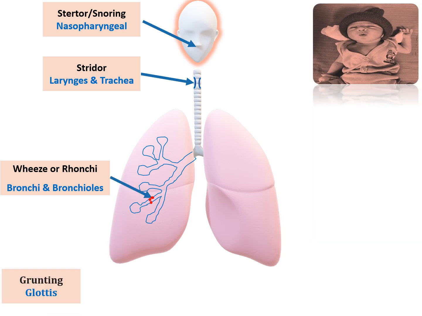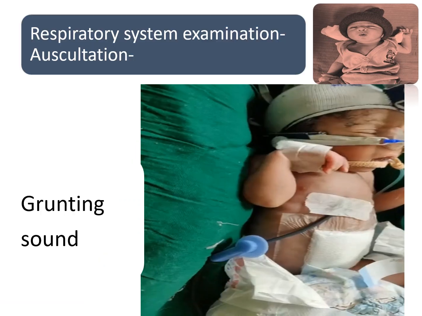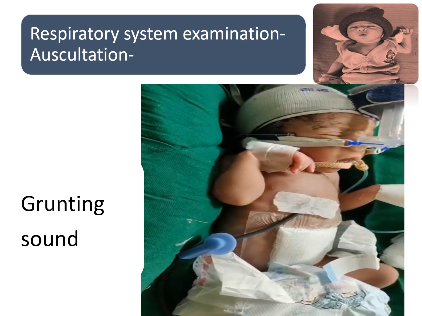Then the grunting sound. It is a low and mid-pitched sound audible during the expiratory phase, and it is caused by the sudden closure of the glottis during expiration in an attempt to increase the airway pressure and lung volume and to prevent alveolar atelectasis. It is characteristically seen in preterm newborns who are suffering from respiratory distress syndrome due to surfactant deficiency. In this video, the grunting sound is audible. The newborn is suffering from respiratory distress syndrome.